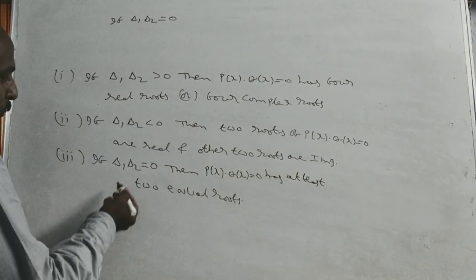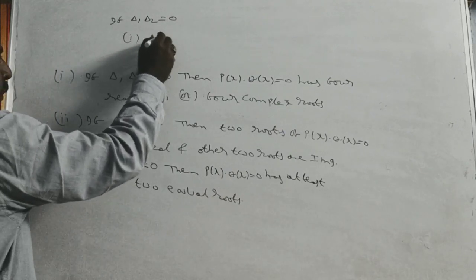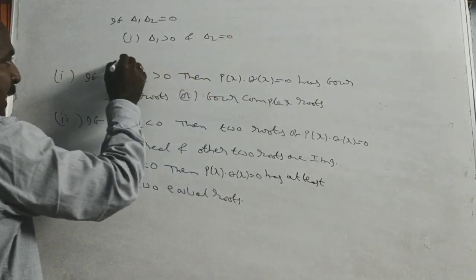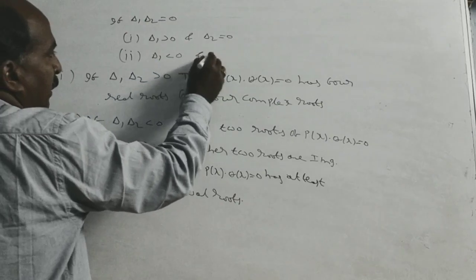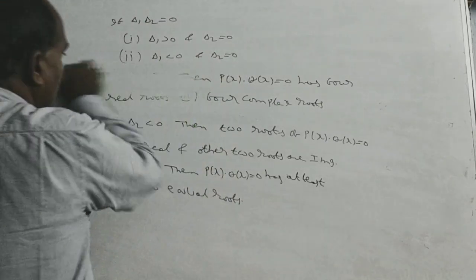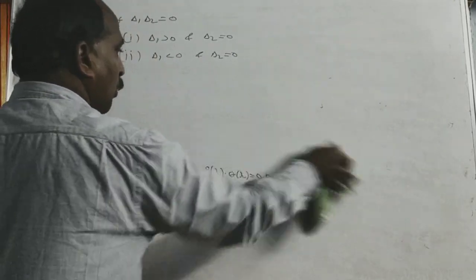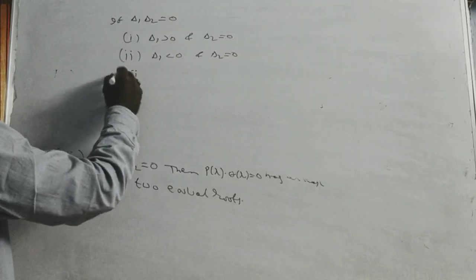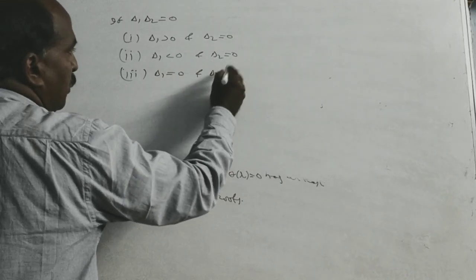we have three cases. First one is delta 1 positive and delta 2 0, and second one is delta 1 negative and delta 2 0, or third one is both delta 1 and delta 2 are 0.